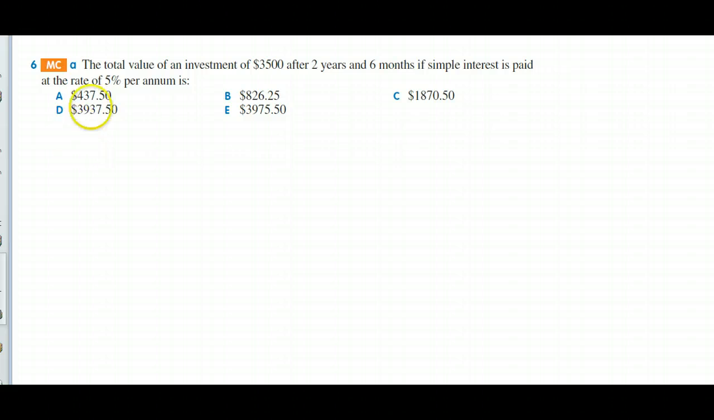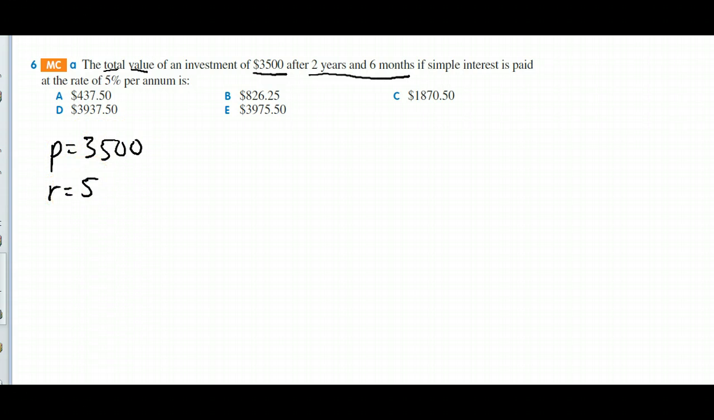Okay, in question 6, we've got to work out the total value of an investment of $3,500 after 2 years and 6 months if the simple interest is paid at the rate of 5% per annum. Okay, so we've got the principal amount is 3,500. We've got R equals 5%, and we've got time equals 2 years and 6 months, which is 2.5 years.